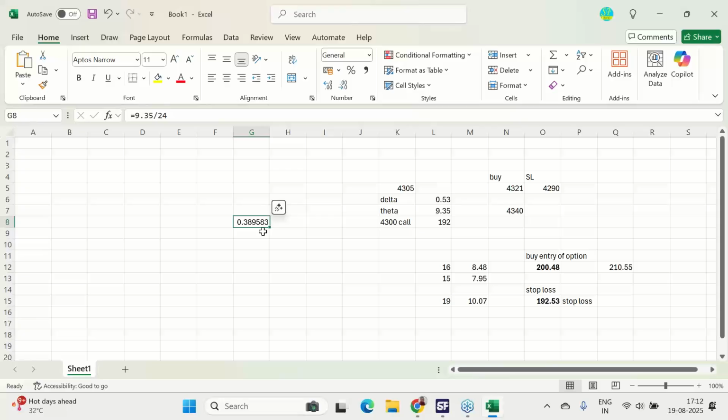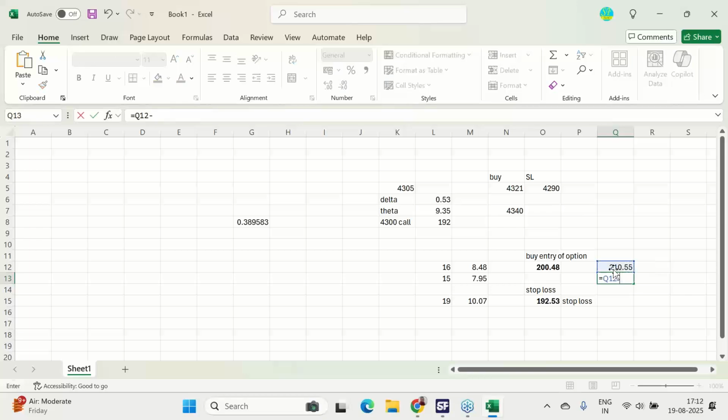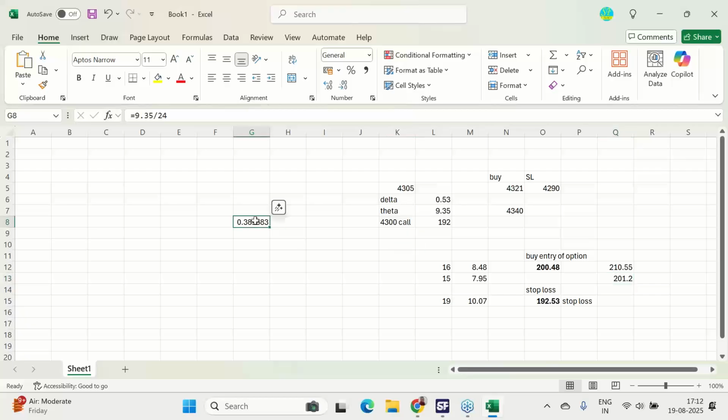for tomorrow, very carefully listen to this. If I buy at $200 and hold this option for tomorrow, what will happen? Though the price will come to 4340, my option price will be 210.55 minus the theta, which is equal to 201. Only 1 rupee it will increase. This is what the theta rule is. If you are holding for 3 hours, then be ready for 0.38 into 3. This much theta decay to experience.